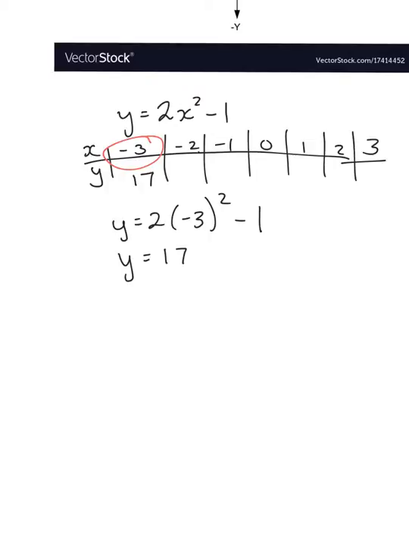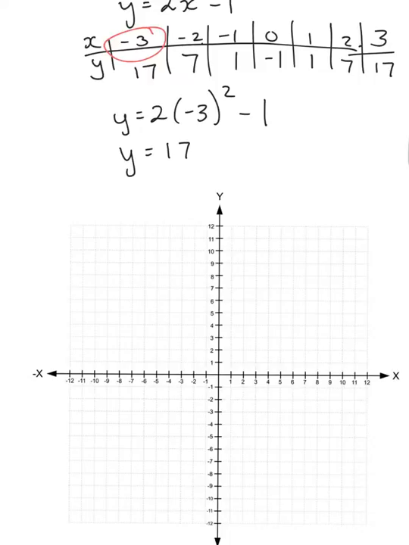-2 squared is 4. 2 4s are 8. 8 take 1 is 7. -1 squared is 1. 2 times 1 is 2. Take 1 is 1. 2 times 0 squared is 0. Take 1 is -1. 2 times 1 squared is 2. Take 1 is 1. 2 times 2 squared is 8. Take 1 is 7. And 2 times 3 squared is 18. Take 1 is 17.